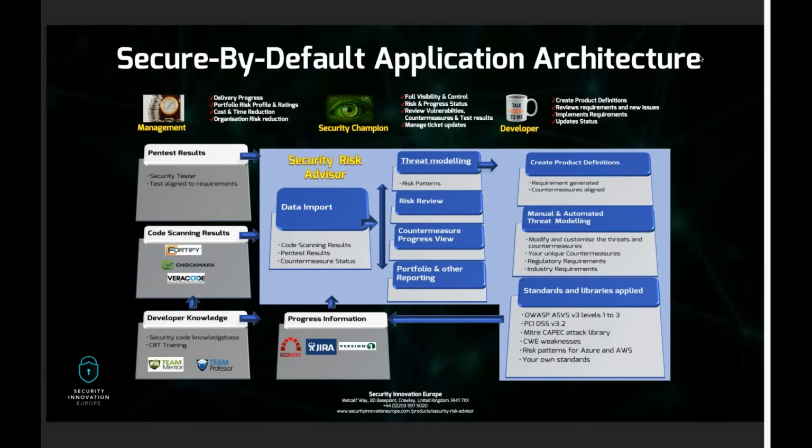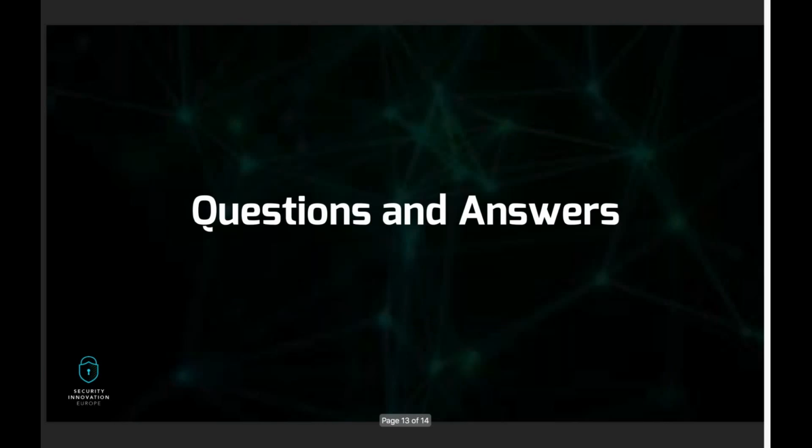Hopefully now you've got a little bit of insight into the Secure by Default application, particularly managing through the generation of threat models and how we manage the requirements and countermeasures. There are other parts of this diagram which we haven't demonstrated due to time, but obviously we're happy to answer any questions that you've got, or more detailed information. So we can take questions if anybody has any questions.